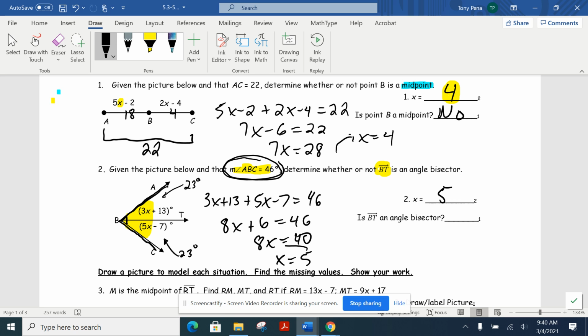So take your 5 now and plug it in. 3 times 5 is 15 plus 13. What we find is this angle was not 23 degrees. This angle was 28 degrees. That's this angle. So right away we know this is not, but let's confirm this with our next one. This should have been 23, but if I take 5 and plug it in, 25 minus 7 is 18 degrees. So that did not cut that 46-degree angle in half and create 23.